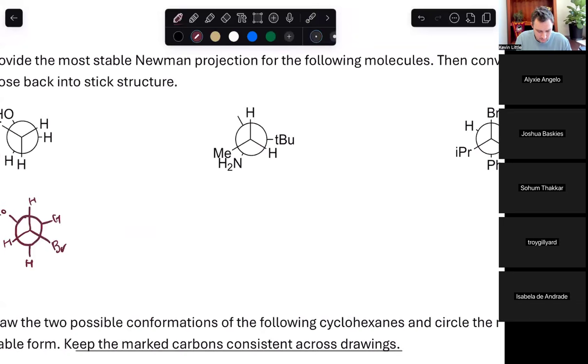Something like this gets a little bit more complicated, although it's not too bad. Again, this is all eclipsed. The biggest thing on the back carbon between a methyl, an NH2, and a tert-butyl is the tert-butyl. The biggest thing on the front carbon between the methyl, hydrogen, hydrogen is this methyl. So I just need to rotate this methyl so it's anti to the tert-butyl.